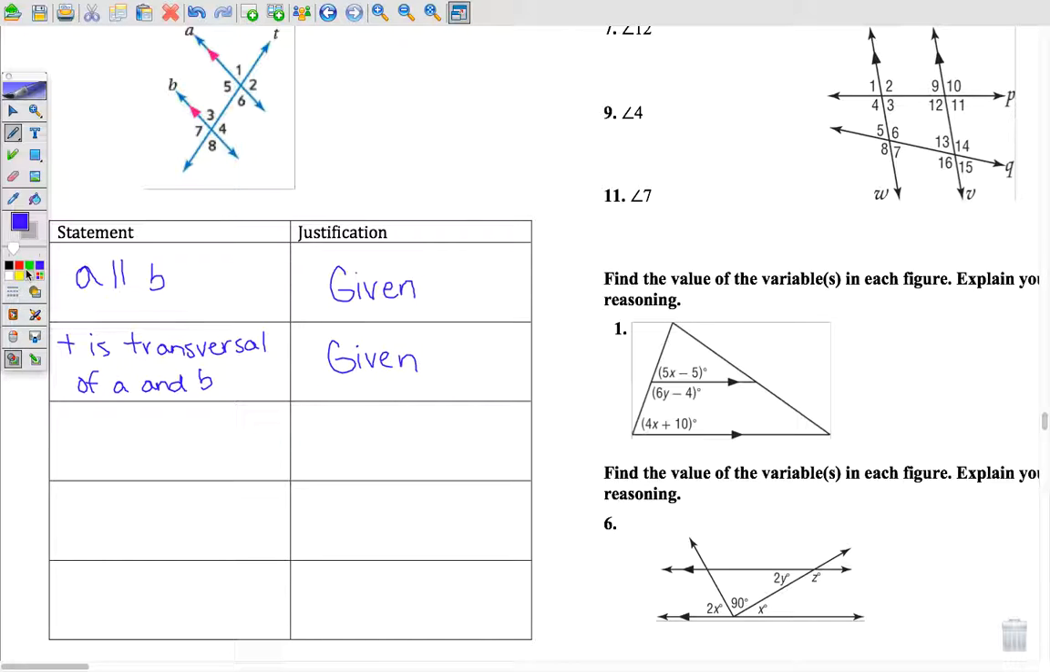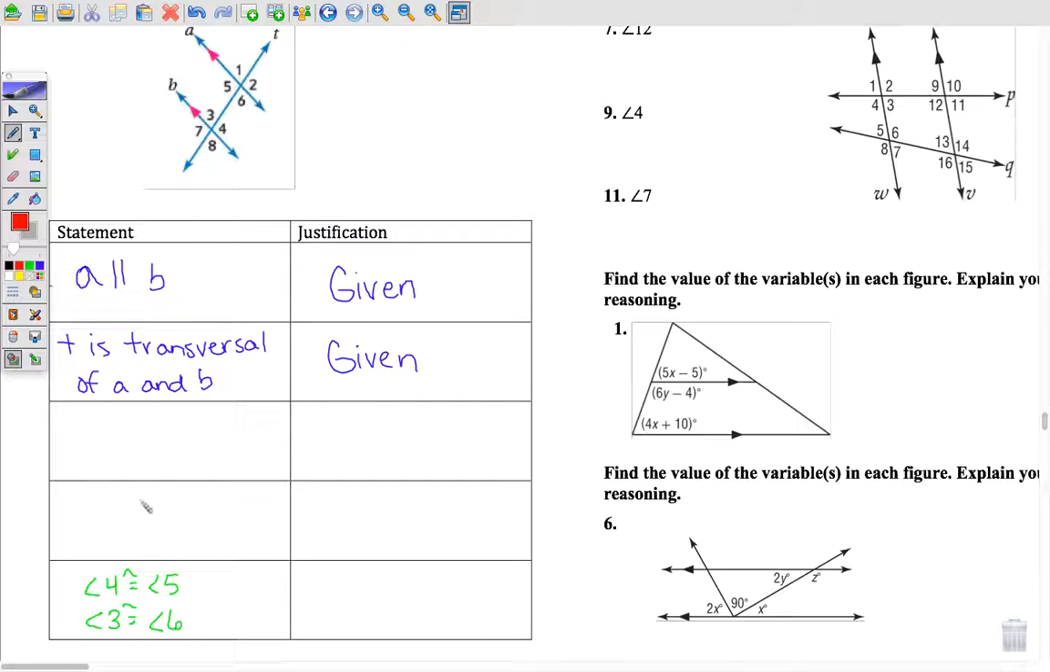Okay, our last little piece down here, we want to prove that angle 4 is congruent to angle 5. And we want to prove that angle 3 is congruent to angle 6.